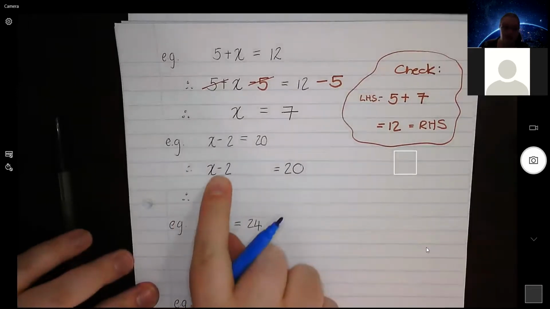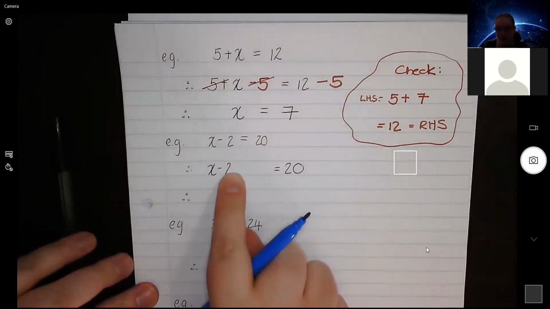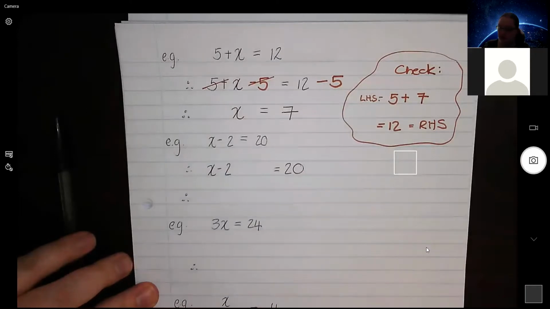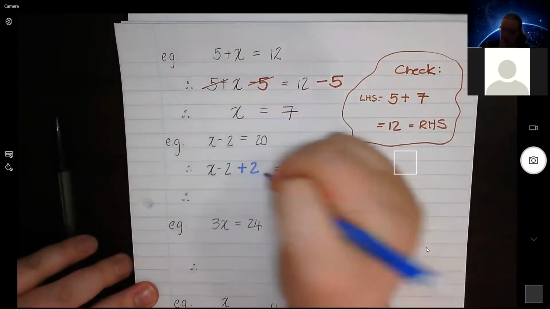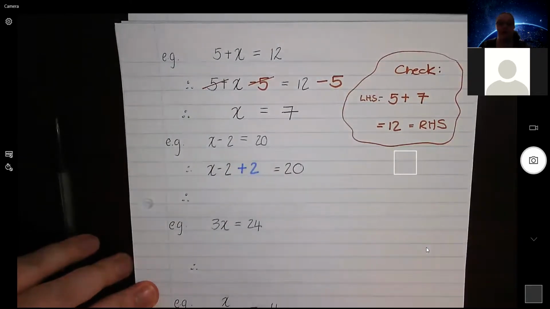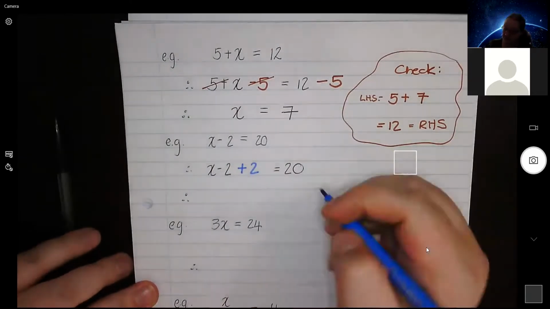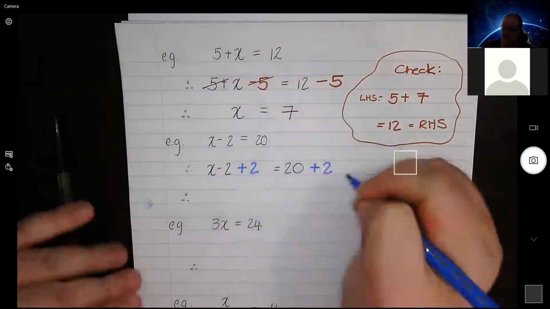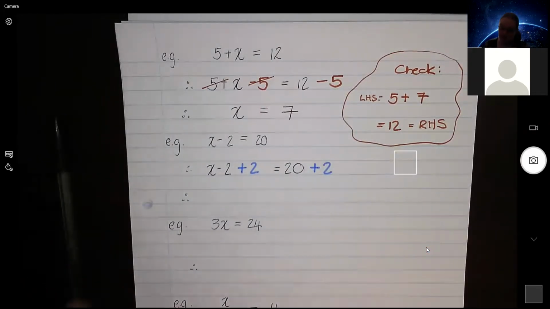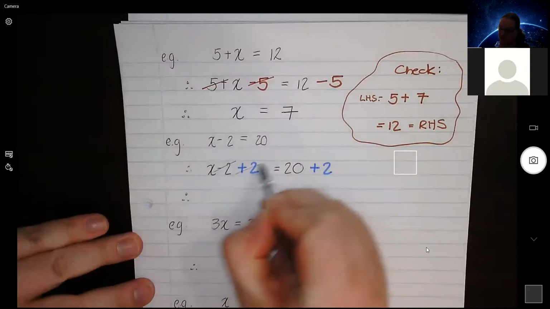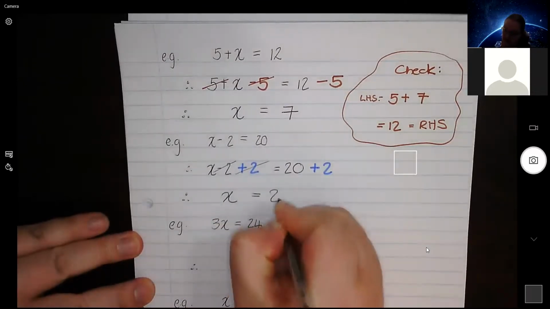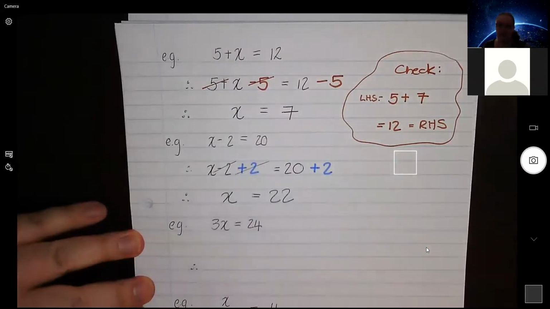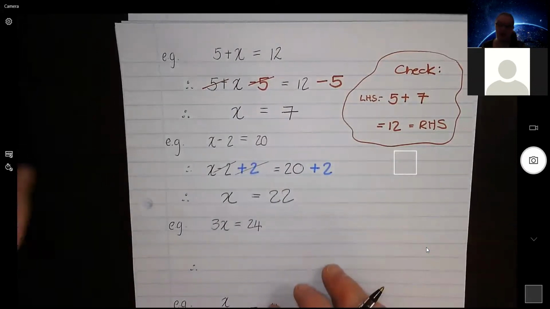But what I'm doing is I'm saying, okay, minus 2. I want to get rid of minus 2. The opposite of minus 2 is plus 2, and they will cancel each other out. But what I do to one side, I have to do to the other. So I need to plus 2 on that side as well. Minus 2 and plus 2 cancel each other out. So I'm left with x equal to 22. And yes, you can check it. I'm not going to, but if you want to, you're welcome to.